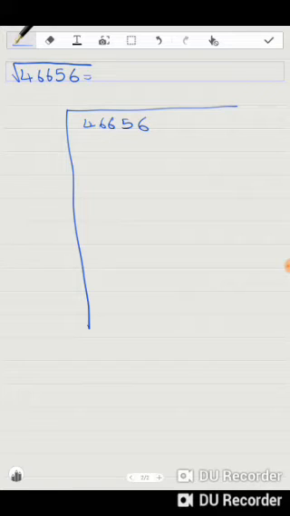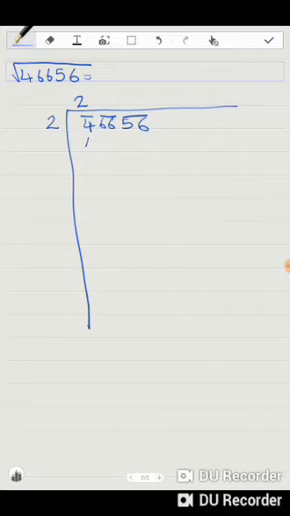46656. I'll start from my right hand side, creating pairs. So 56, 66, and you notice 4 is a lone ranger over here. It is alone, so it doesn't matter. I take my first digit, that is 4. Square of which number gives you a number less than or equal to 4? 2. So I'll write here 2.